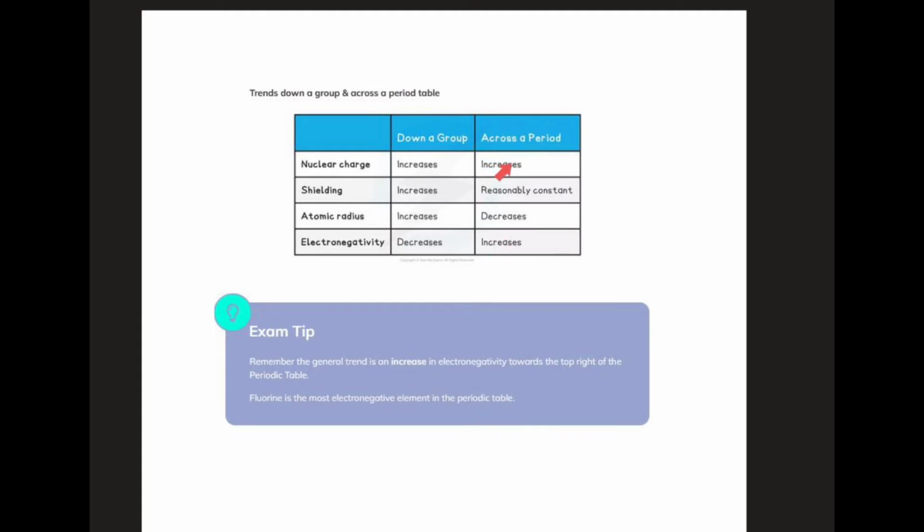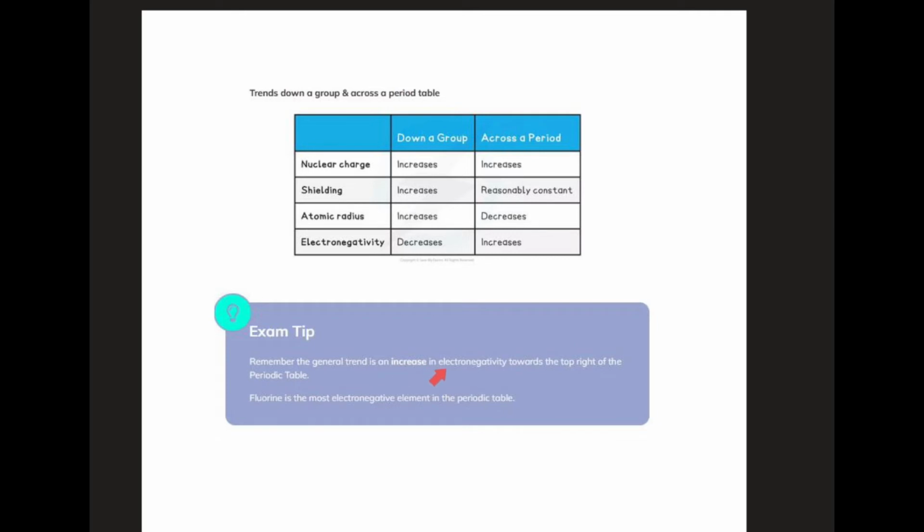Across the period, first we said nuclear charge increases, shielding is constant or the same because of the same number of shells, and because this is not playing the role here, the nuclear charge is attracting and making the atomic radius small. Then when this is small, this is big, electronegativity increases.